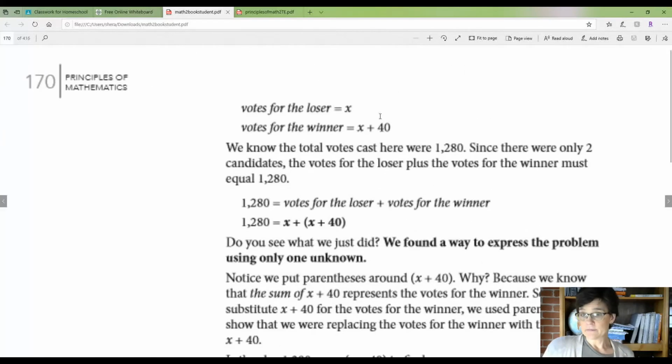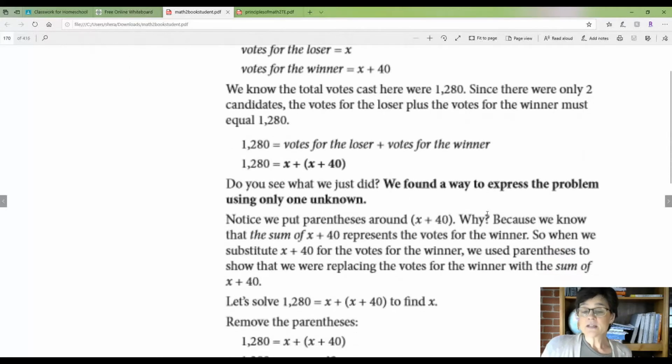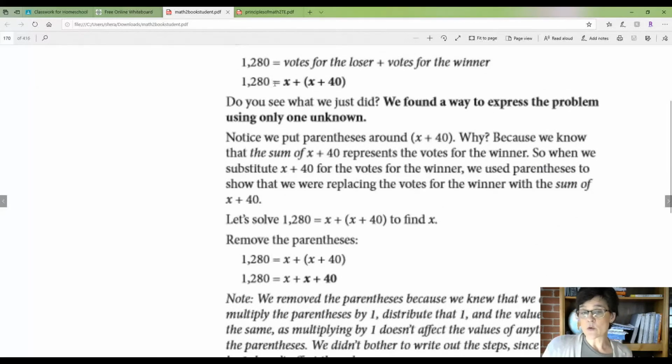This would give us the following. Votes for the loser is X. We don't know how many votes there were; that's what we've got to find. Votes for the winner, we don't know how many there were, so we're going to use X plus 40, because it's going to be how many the loser had plus 40, because the winner only won by 40 votes. Now, we know the total votes cast were 1,280. Since there were only two candidates, the votes for the loser plus the votes for the winner must equal 1,280. So let's write it out like this: 1,280 equals X, this is the loser, plus the winner, X plus 40.